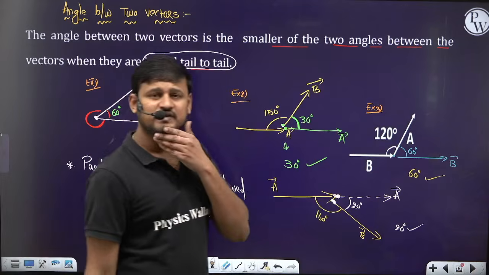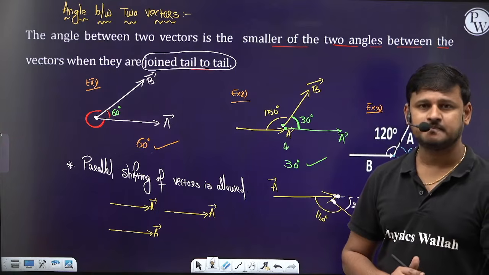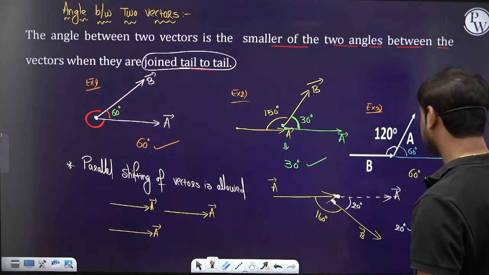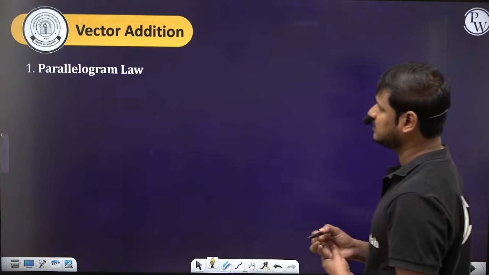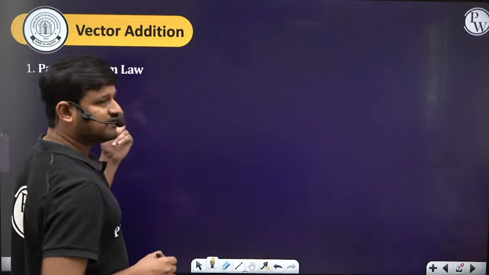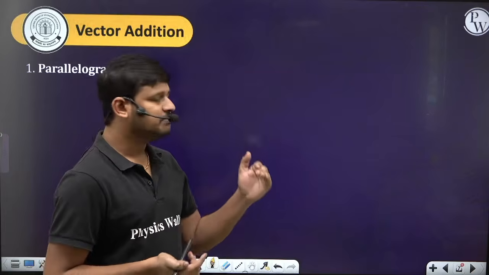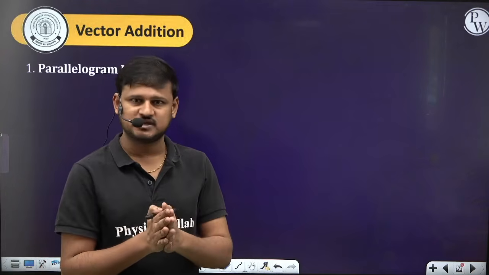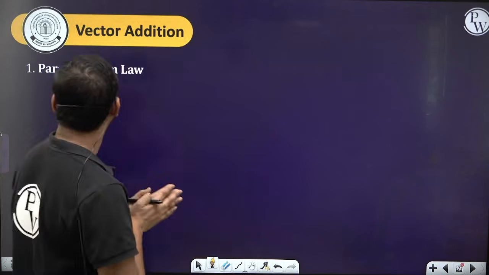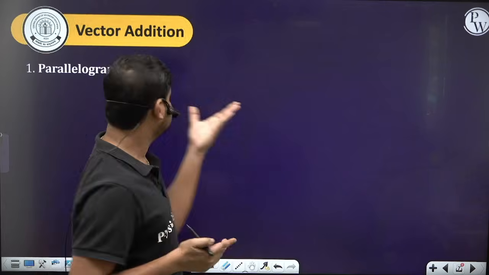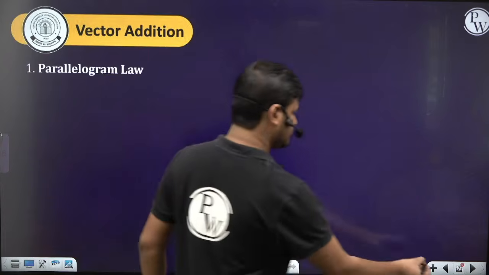Clear? So finding the angle between two vectors is understood, everyone, this concept? Next, the important thing now is vector addition. To discuss vector addition, we can do it by two methods. One is a geometrical method and the other one is an analytical method. Actually we are interested in the parallelogram law, so I'll discuss the parallelogram law. But for vector addition, if you need, I'll write the flow chart here.